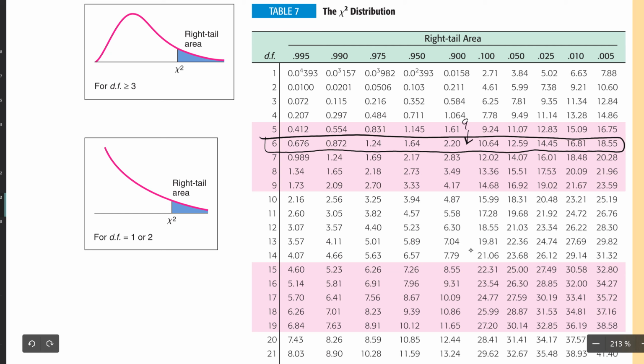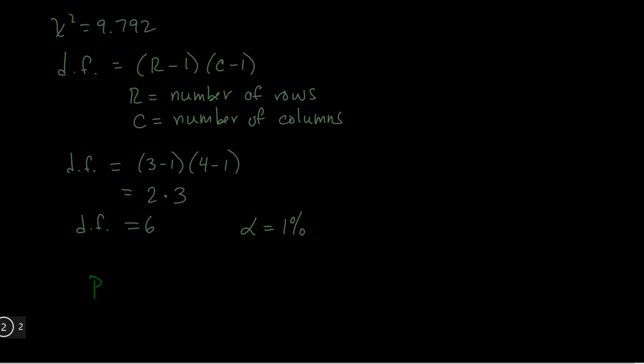What we found out is because 9.792 lies between 0.100 and 0.900, then the p-value is somewhere between those two numbers, 0.1 and 0.9. So again, this is a very large interval, somewhere between 10% and 90%. However, this is still enough for us to conclude this test. So we know that our p-value is somewhere in the interval from 0.1 to 0.9.